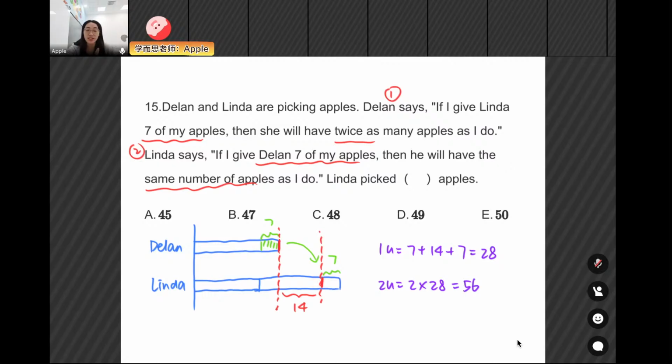Before Linda received 7. So how do we show before? Minus, okay? That is 56 minus 7. Then you can get 49, okay? So this is the answer. How do we get 49? The answer is D.